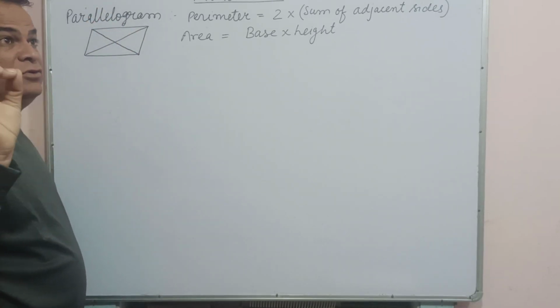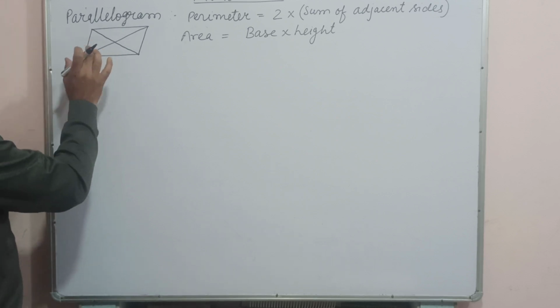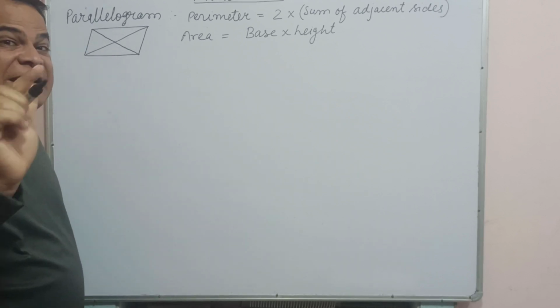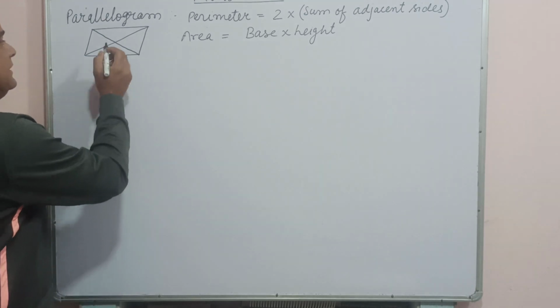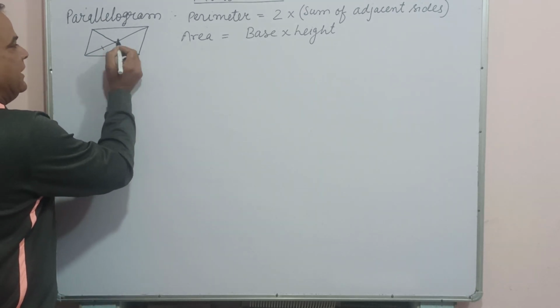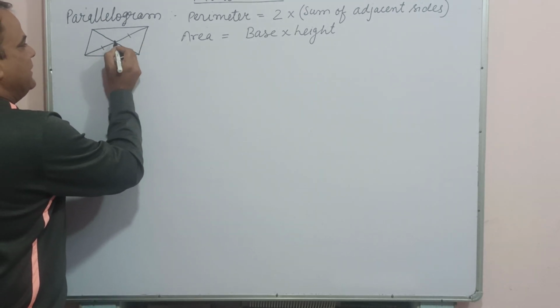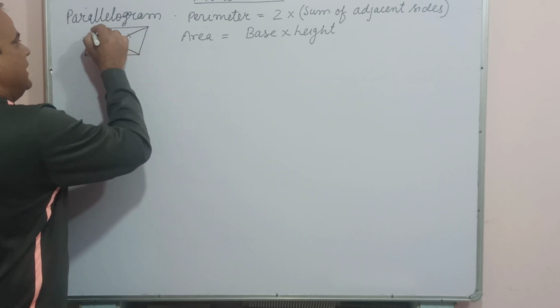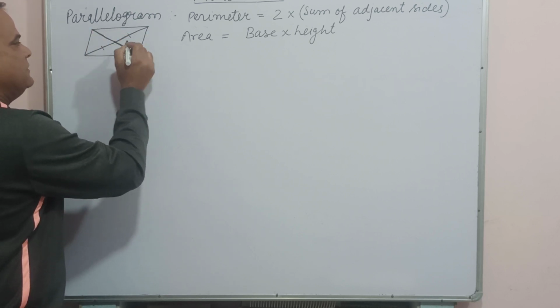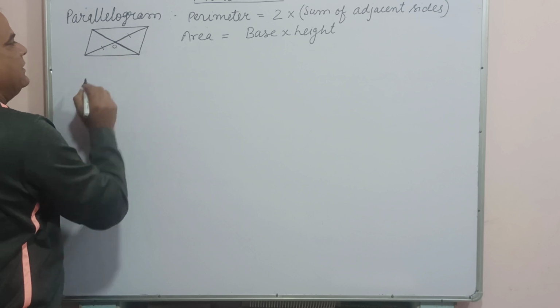And one more thing to learn, the diagonals of a parallelogram bisect each other. It means they divide each other into equal parts. This part is equal to this and this part is equal to this. This is the point of intersection of these diagonals.